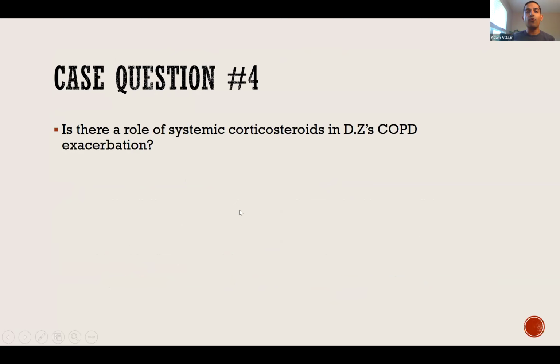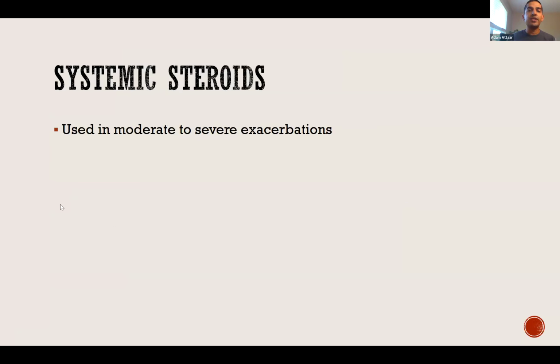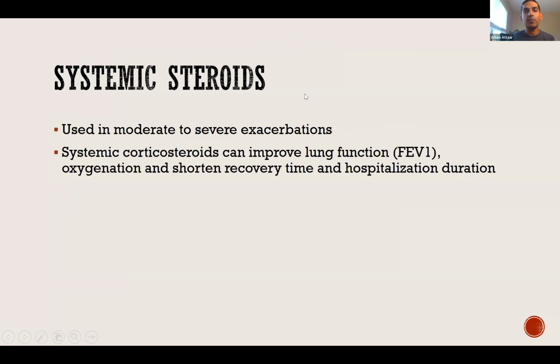Okay, case question 4. Is there a role for systemic corticosteroids in DZ's exacerbation? So the answer here is yes. Systemic corticosteroids are recommended in moderate to severe exacerbations. Studies have been done on this topic and found that systemic steroids can improve lung function, oxygenation, and shorten recovery time and duration of hospitalization.